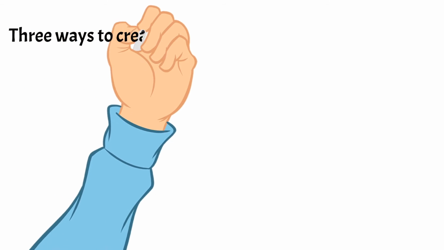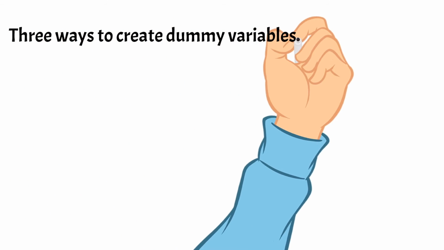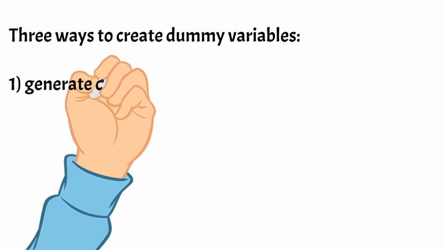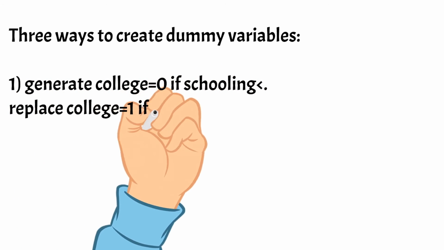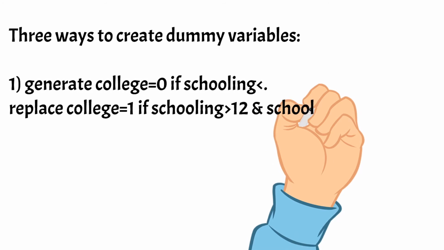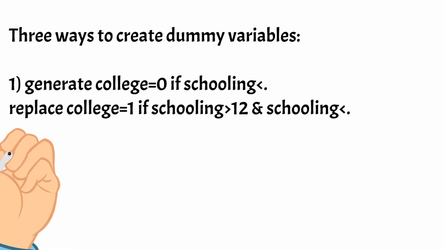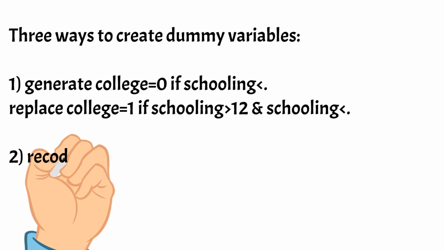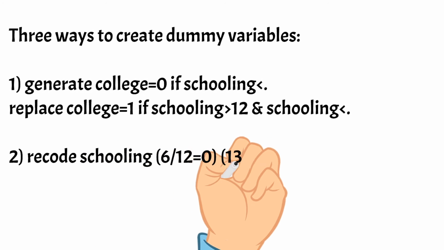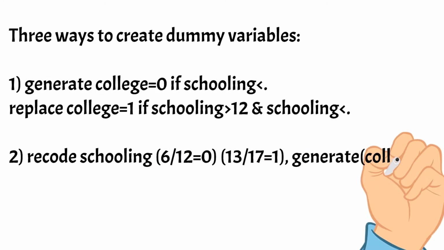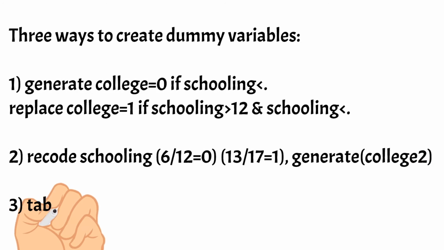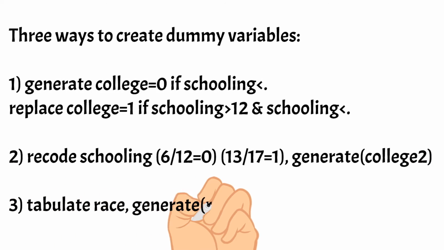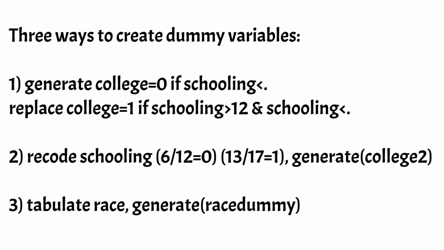Today, we have learned three ways to create dummy variables in Stata. We can use the generate and replace commands to create a dummy variable based on an existing continuous variable. We can also use the recode command with the generate option. The third method is to create several dummy variables from a categorical variable using the tabulate command with the generate option.